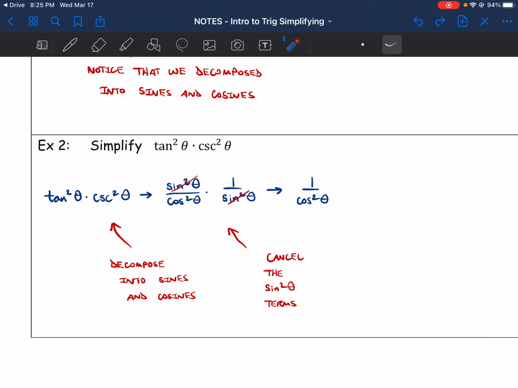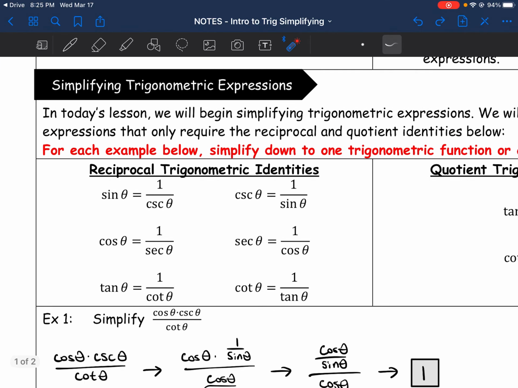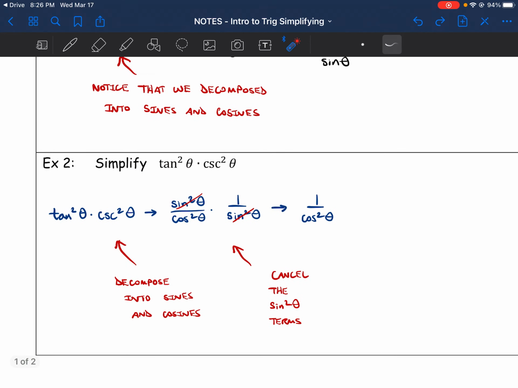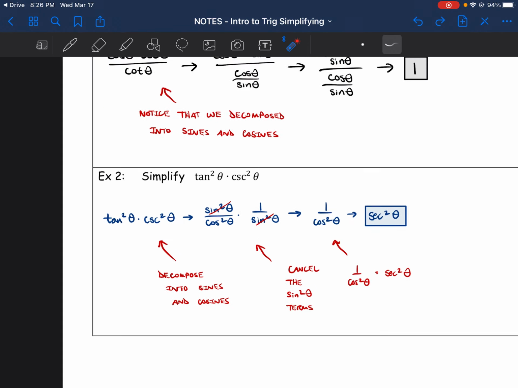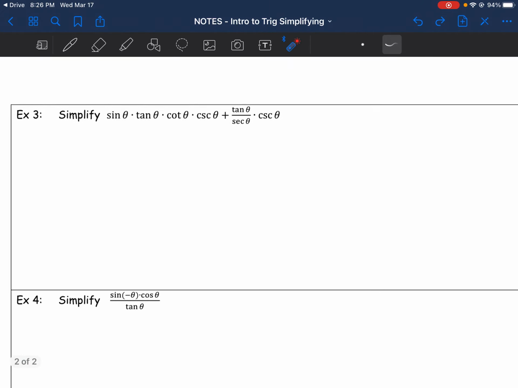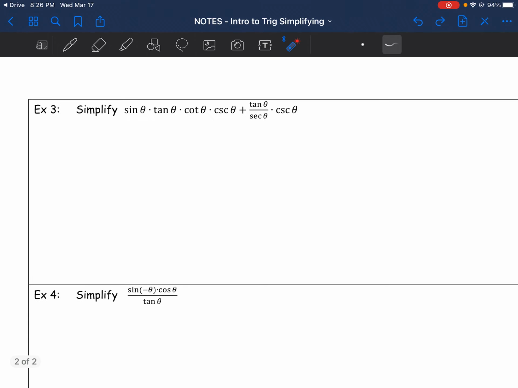But if we think about 1 over cosine itself, well, 1 over cosine is secant. So 1 over cosine squared is going to be secant squared of theta, which is our simplest form. Again, notice this is a single trig function, a single trig value. All right, so hopefully we're understanding the process here. Let's try some that might be a little more algebraically involved now.